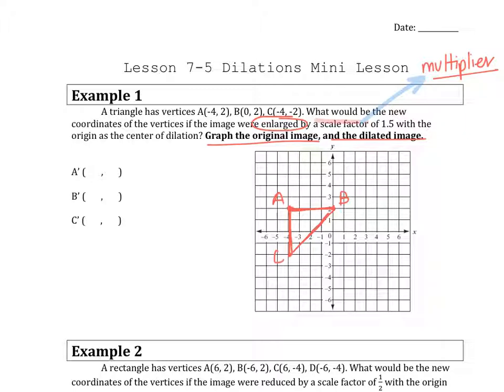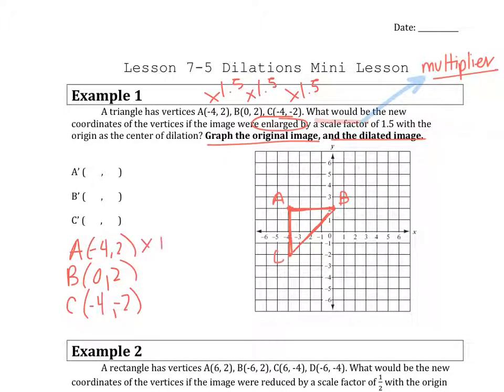Now it says we want to dilate it by a scale factor of 1.5, which means that's the multiplier. Now you can show me work in a number of different ways, and Mrs. Von Block may ask you to do something different. You can just do times 1.5 here if you'd like, or she may have you do, and I may change my mind, -4, 2, B is 0, 2, and C is -4, -2. And you're going to do times 1.5 times 1.5 times 1.5. And that is to each of the coordinates.